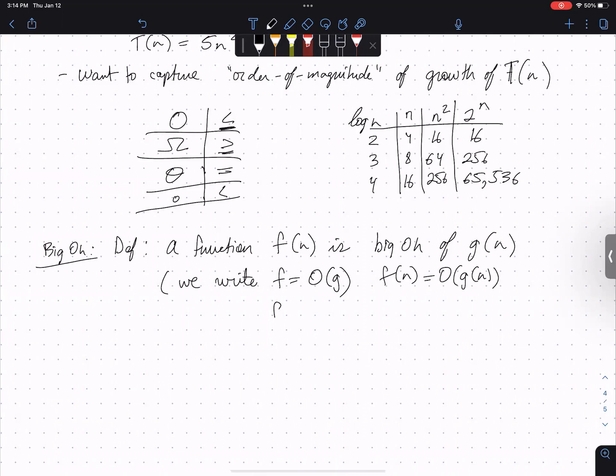Or we sometimes abuse notation, right? f belongs to the class of functions O of g. f of n belongs to big O of g of n. The reason for this notation is irrelevant for the purposes of this class, and I'll try to use the equal sign wherever, but if you see me slip and write this kind of notation, you'll know what it means.